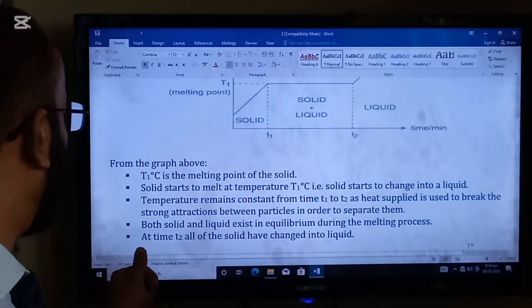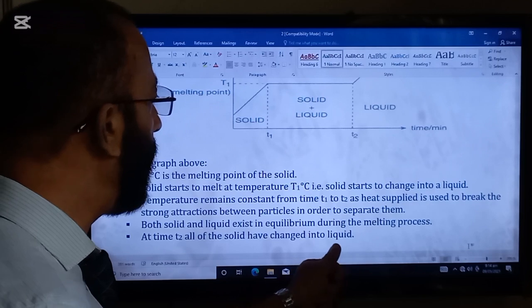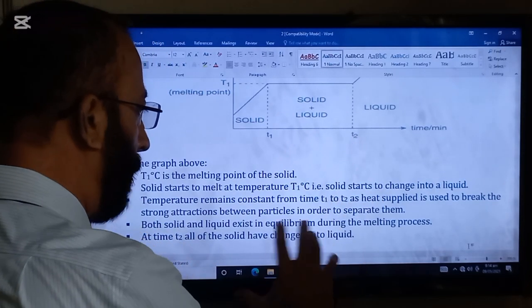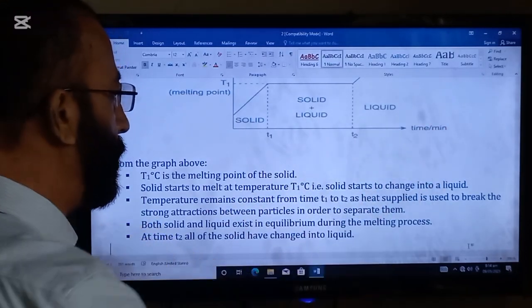At time T2, all of the solid has changed into a liquid. So this is time T2. After this time, the solid will have been fully converted into a liquid.